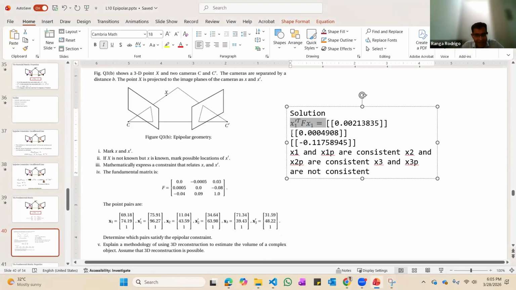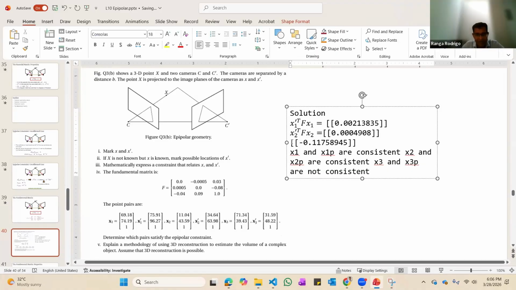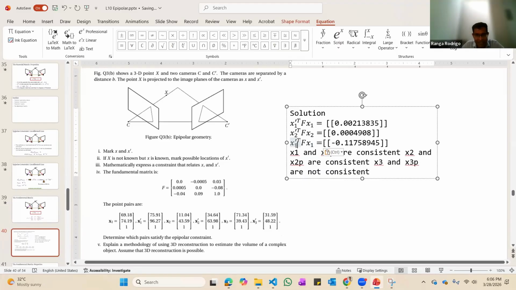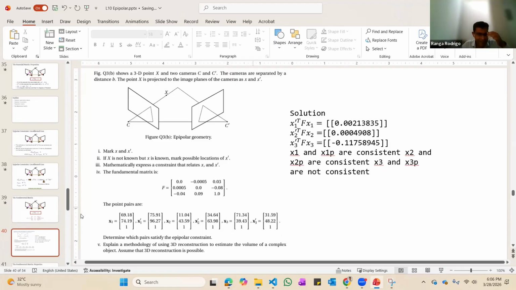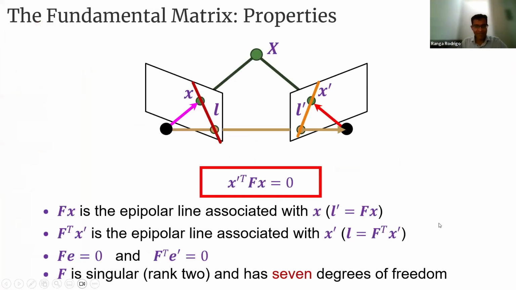This one is what I have written is x2 prime transpose and x2. And then finally this one is x3. Okay. So that's a fundamental matrix thing. I hope it's clear. Yeah. So we use this relationship and an example.